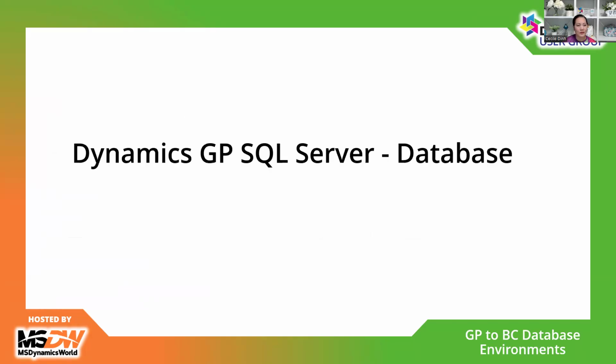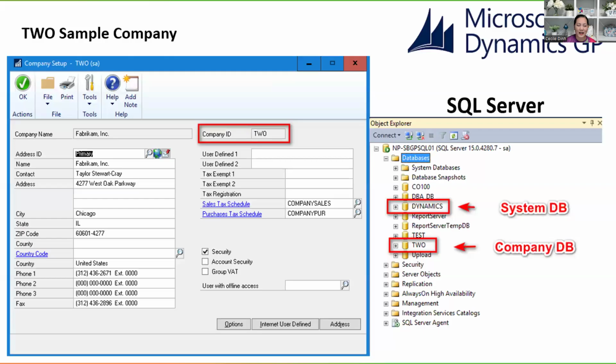All right, so let's go to Dynamics GP SQL Server Database. In Dynamics GP, we have this sample company called Fabrikam. Once you install Fabrikam, our sample company, in SQL Server, you will see this database called Dynamics and TWO. So Dynamics in GP is the system database. That's where the user accounts and some securities are.